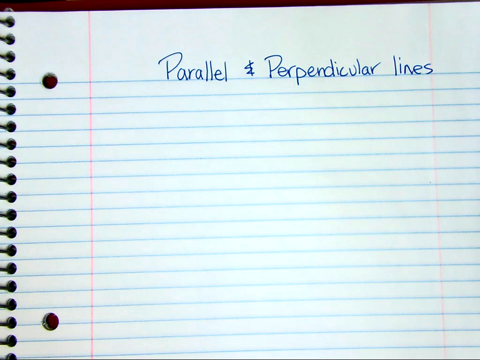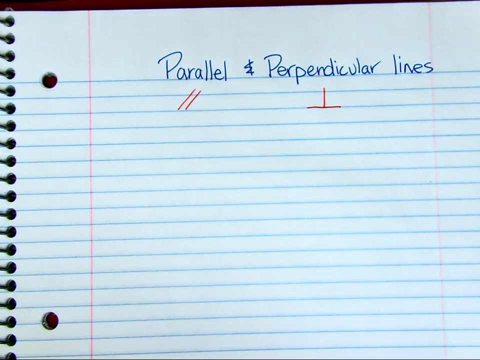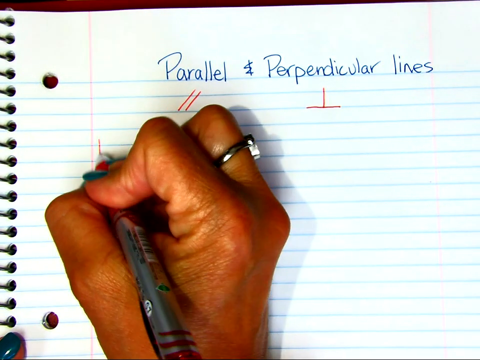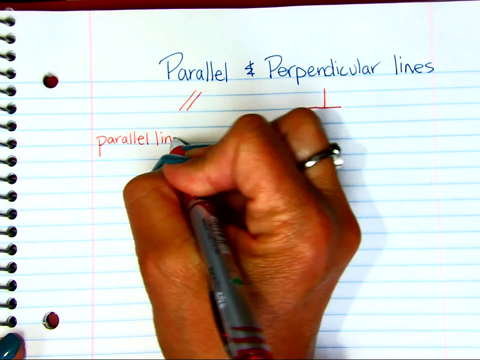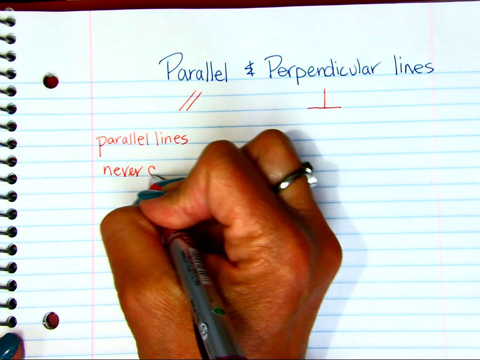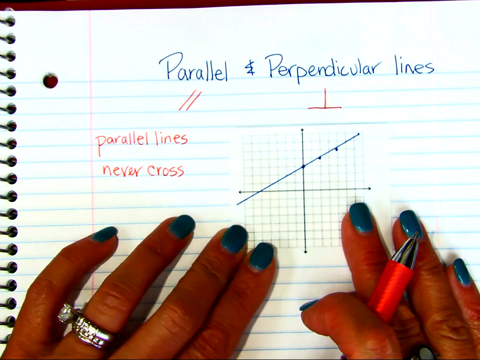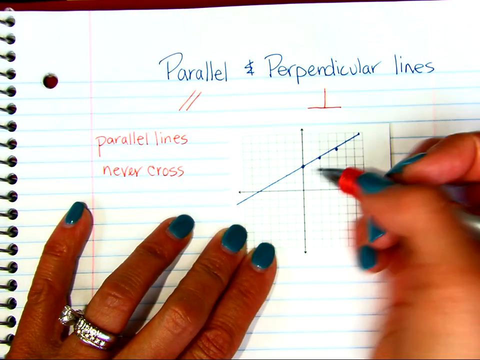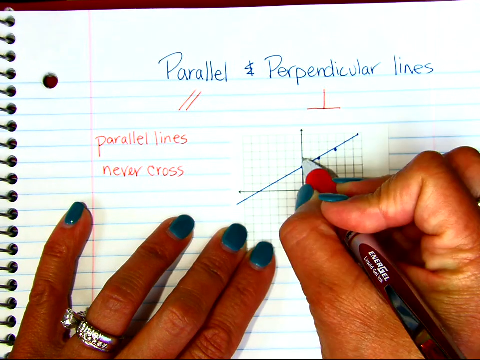Alright, so first of all, parallel lines. Parallel lines are two lines that never cross. Lines go on forever and ever, but these will never cross. An example of parallel lines, this example right here, has a y-intercept of 3 and a slope of 1 over 2. So this has a slope of 1/2 and a y-intercept of 3.